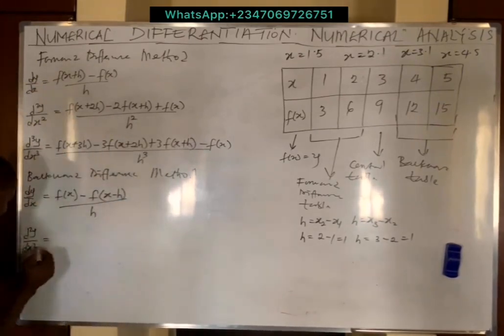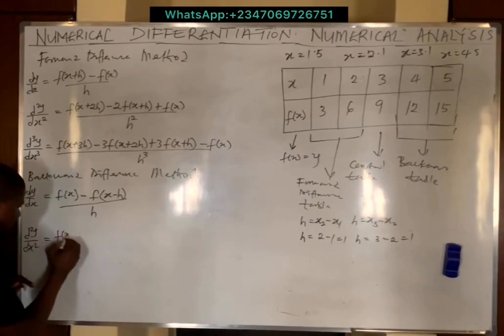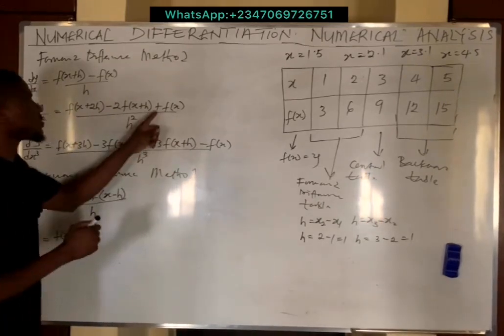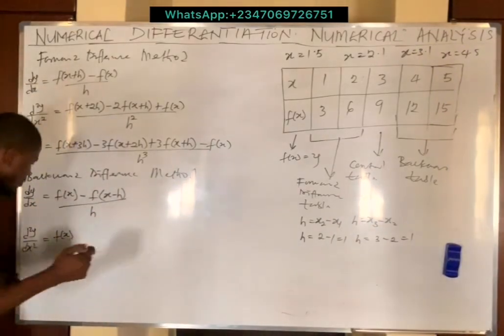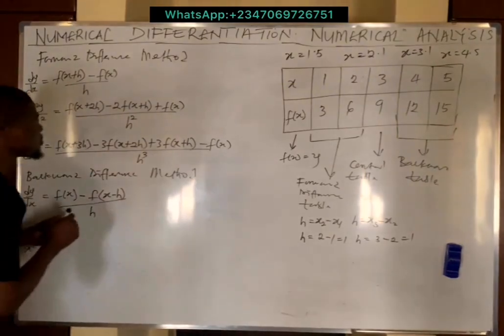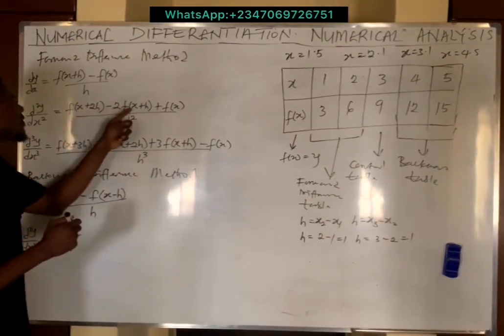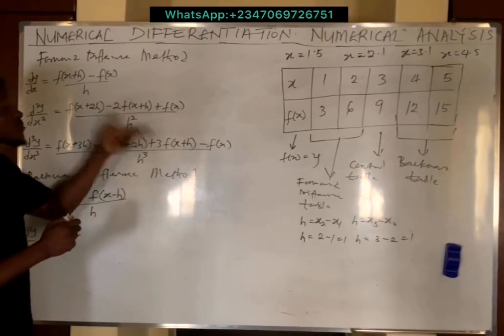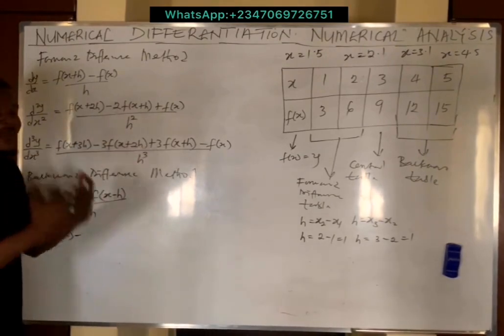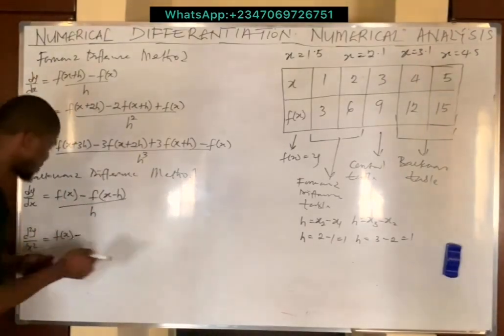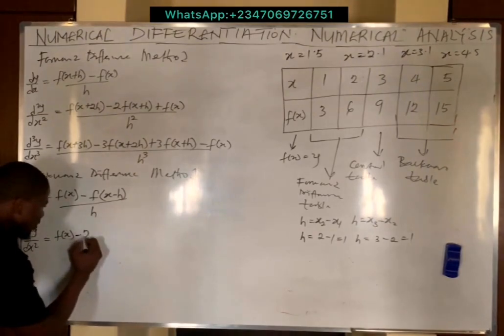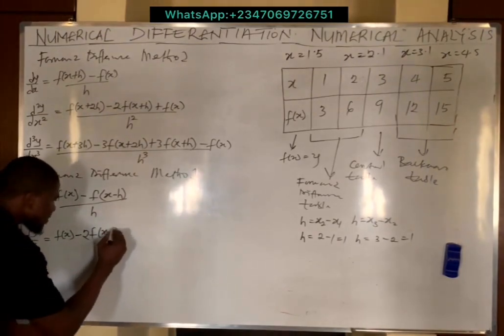You have f of x there, so you put it out, f of x. So instead of plus here, remember the sign must start with minus for both cases. So it becomes minus. Then you move to the next value, 2f of x, but this is no longer going to be f of x plus h. It becomes f of x minus h, because you're not talking about the backward difference method, right? So this becomes minus 2f of x minus h.